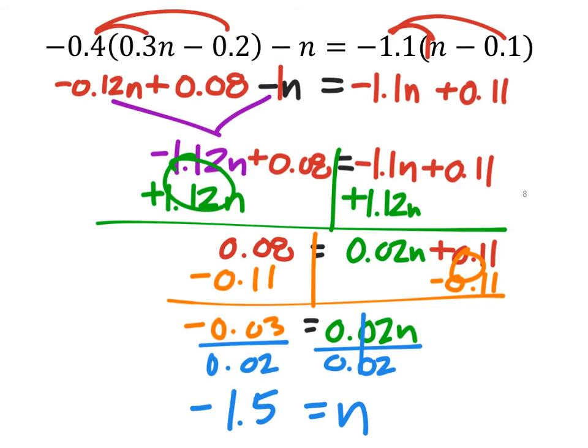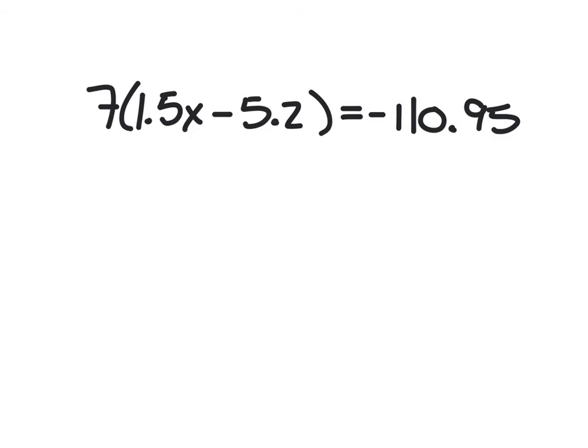Negative 1.1 times (x minus 0.1). When I push enter on this, I should get 1.76. Bam, there it is. So that proves for sure that negative 1.5 equals n. When we replace n with that value, it makes the equation a true statement, therefore it is a solution.